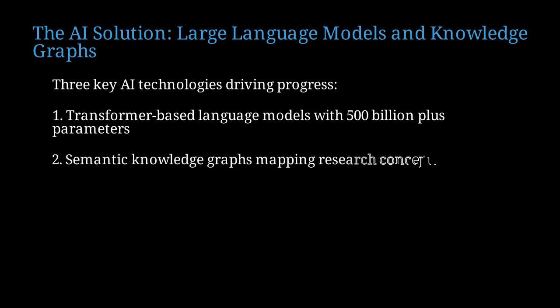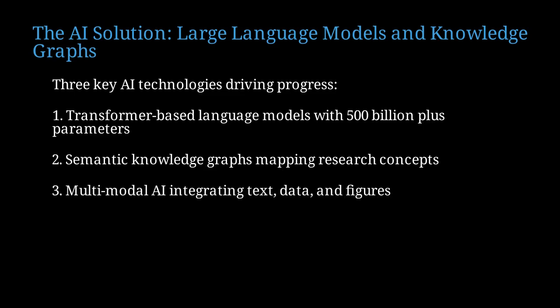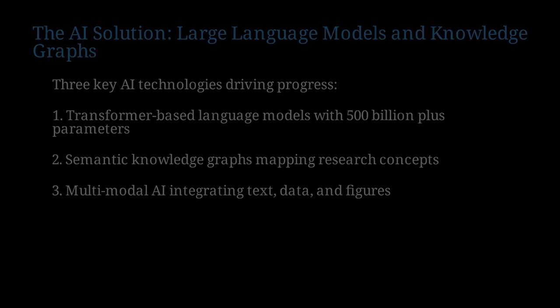Second, semantic knowledge graphs that map relationships between research concepts, methodologies, and findings across millions of papers. Third, multimodal AI systems that can integrate text, numerical data, and figures from papers to build comprehensive understanding.